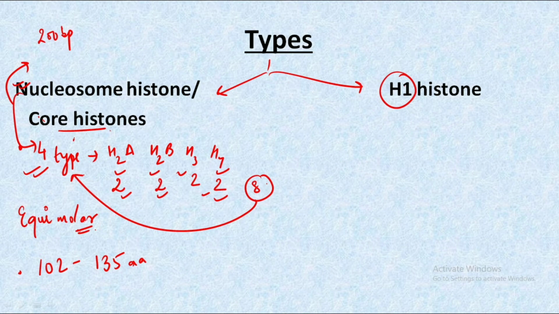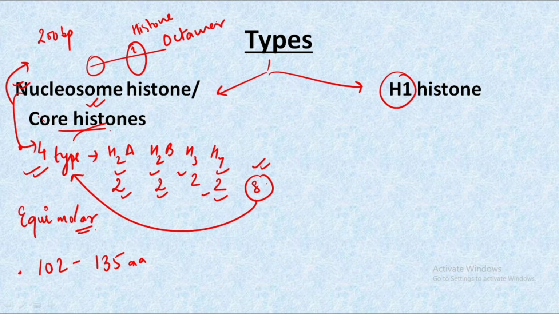So after every 200 base pairs, we would be finding these core histones present, and because these core histones are 8 in number, they form an octamer. We can also call it a histone octamer. Make sure you remember this term: after every 200 base pairs, these core histones make up the histone octamer, or they also form the core particle.